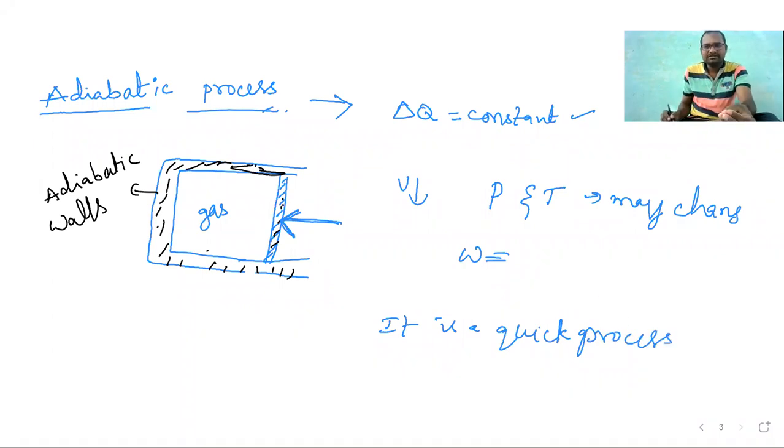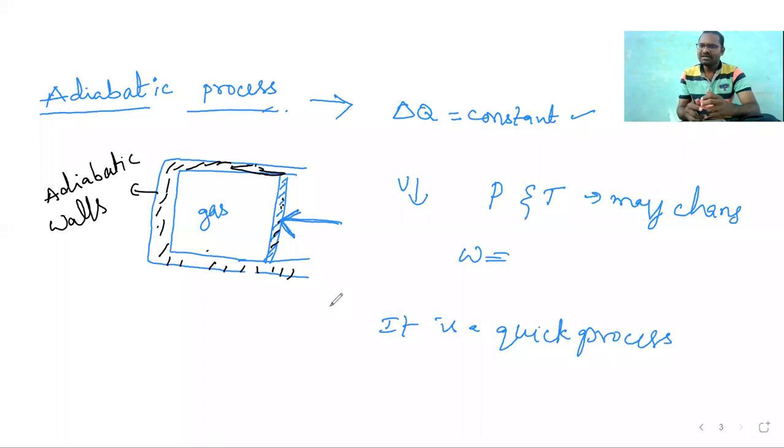Whereas the isobaric process, the isothermal process, and the isochoric process that we will discuss are all slow processes, at a very slow rate. We do some work on the gas, or the gas does some work, very slowly. Whereas in an adiabatic process, whatever we do happens within a fraction of a second. For example, vehicle tires sometimes blast. That type of process is very quick, and such processes are called adiabatic processes.